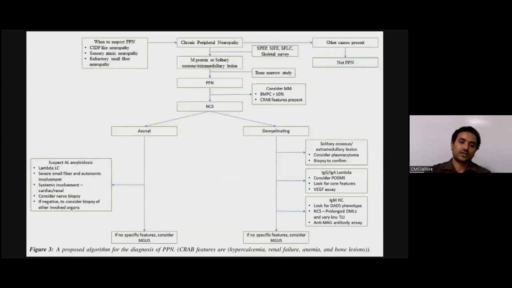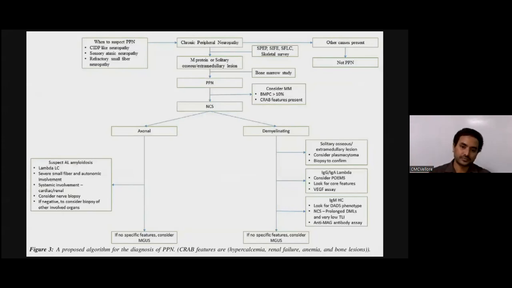So this is a short proposed algorithm from our CMC experience data. When to suspect: when the patient comes with CIDP-like neuropathy, sensory ataxic neuropathy, or refractory small fiber neuropathy. If it is any of these three, then we can go ahead with serum protein electrophoresis, IFEs, flow cytometry, and a skeletal survey. Following that, if we get an M protein or a solitary lesion, then we can do a further bone marrow study to delineate it.